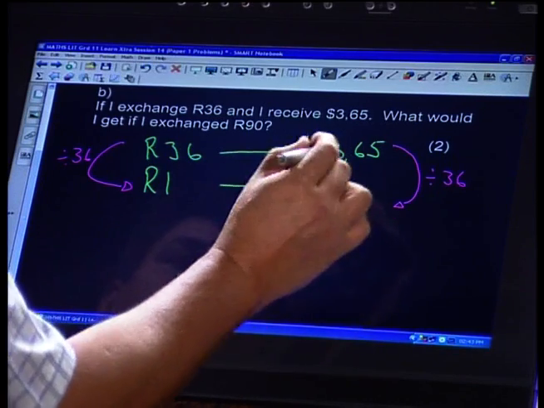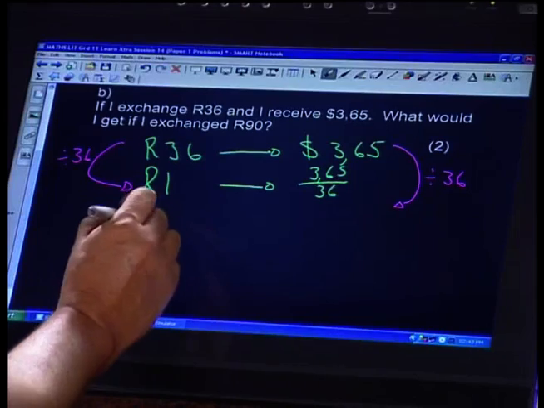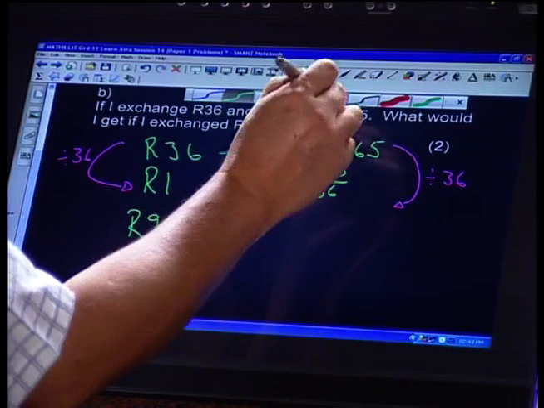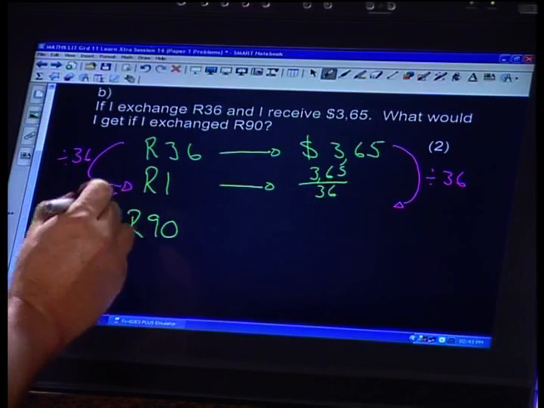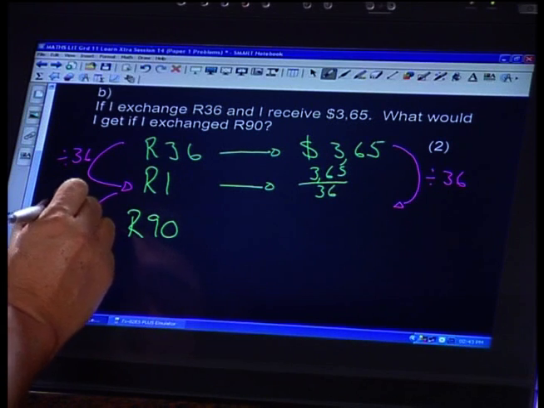I've actually got 3,65 over 36, so I don't land up with this horrible answer of 0, carrying on forever. Right? Now, that's what 1 Rand is going to give me. So what is 90 Rand going to give me? Well, we want to find out 90. So how do I get the 1 Rand to 90 Rand? I'm going to multiply by 90.